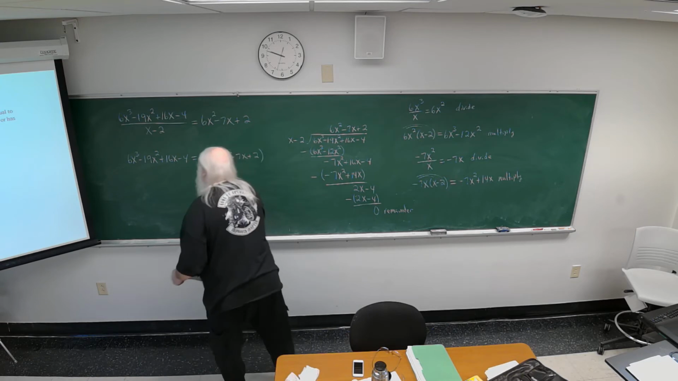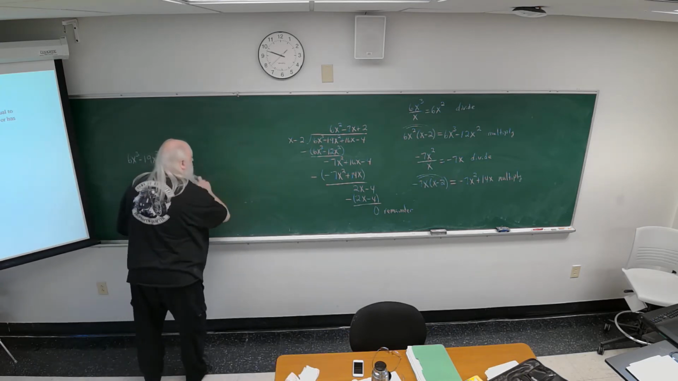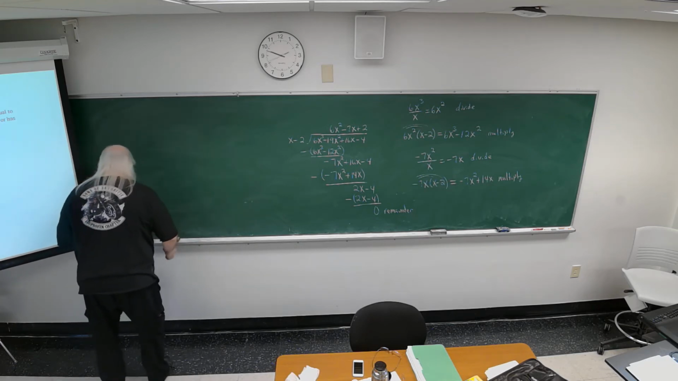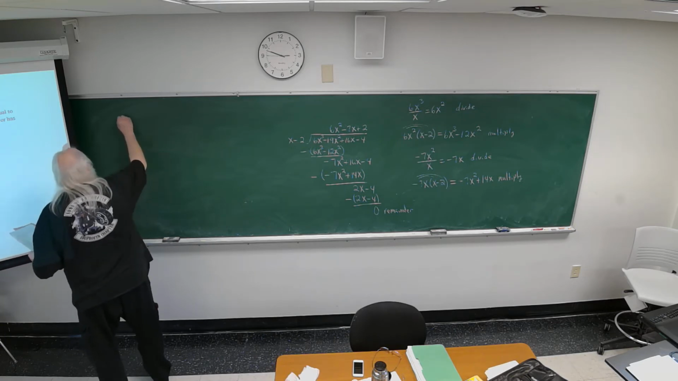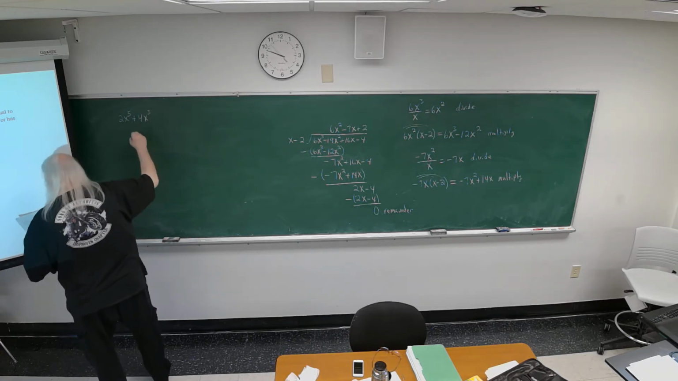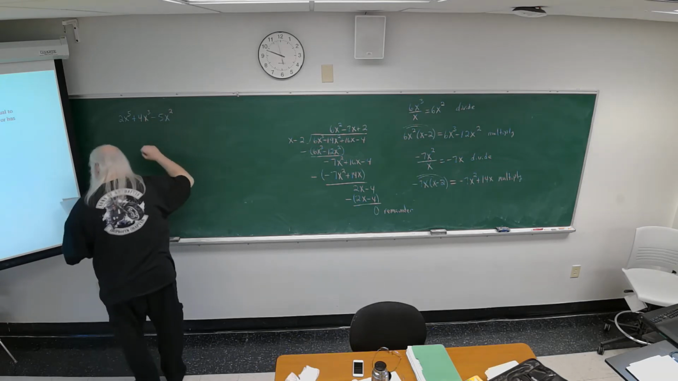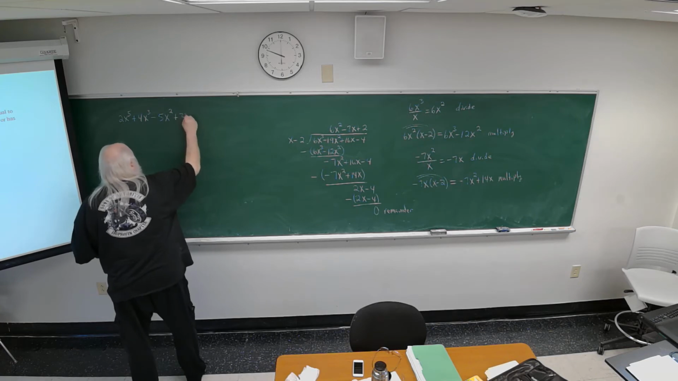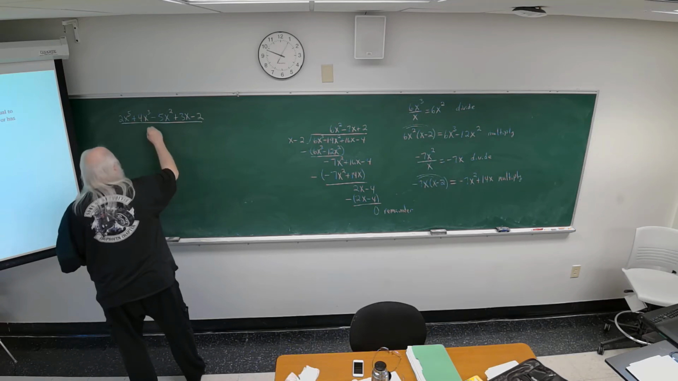All right, so let's move on to the next one. We have 2x to the 5th plus 4x cubed minus 5x squared plus 3x minus 2 all over x squared minus 3.